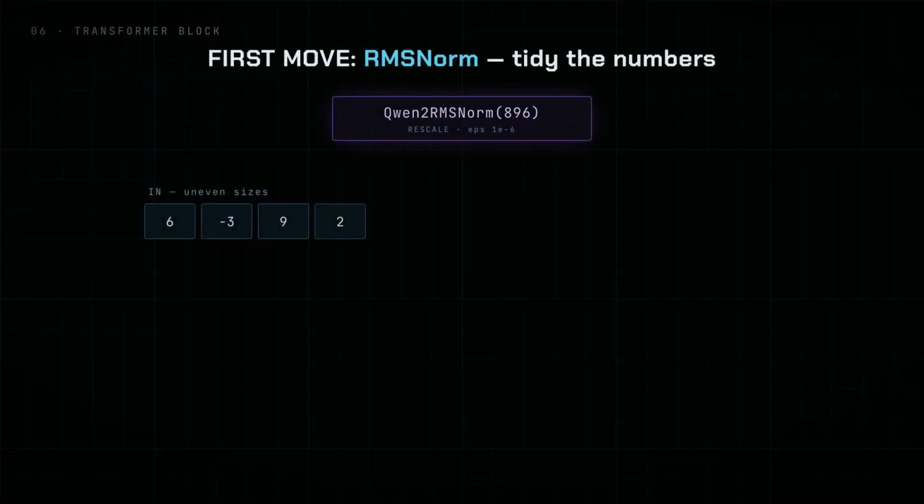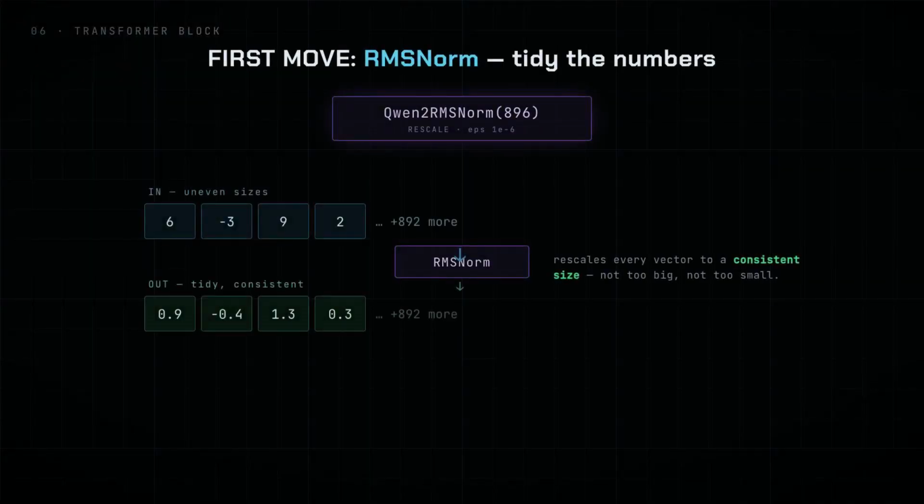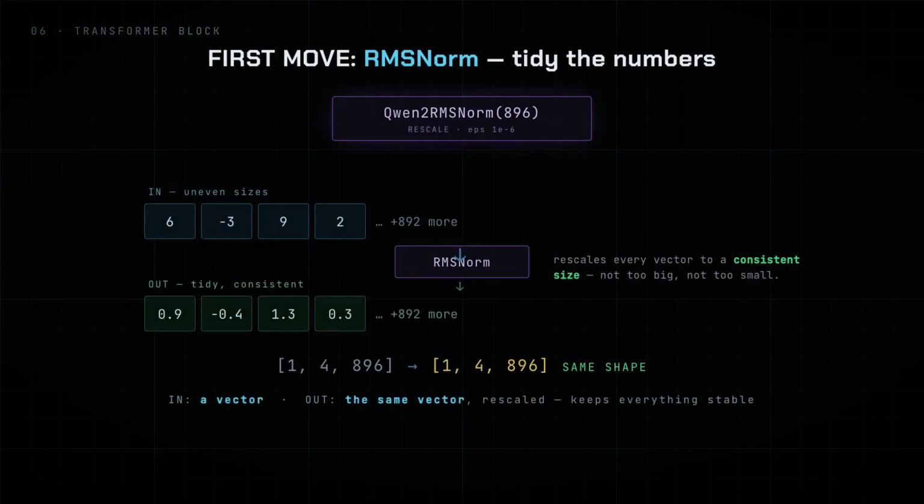First move, RMSNorm. Before doing anything, it rescales the vector so its numbers are a consistent, tidy size. Not too big, not too small. Same shape in, same shape out. It's the quiet step that keeps everything stable.